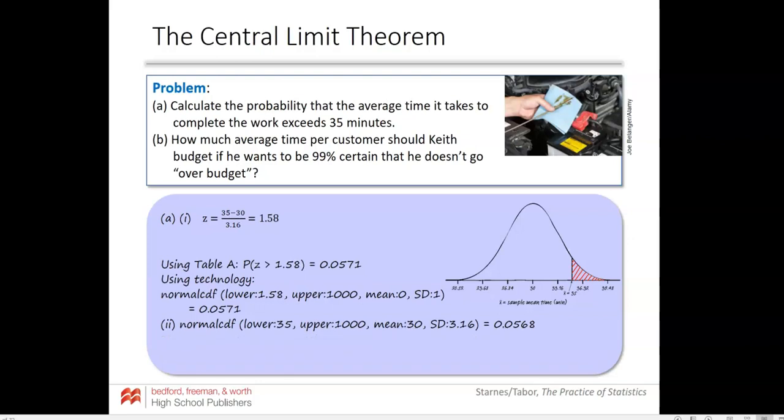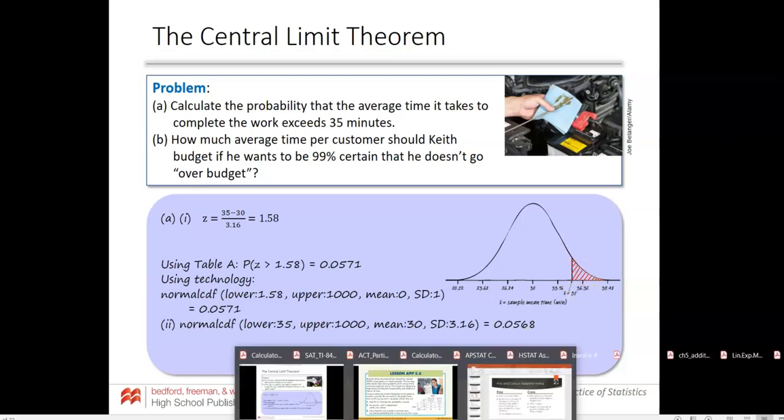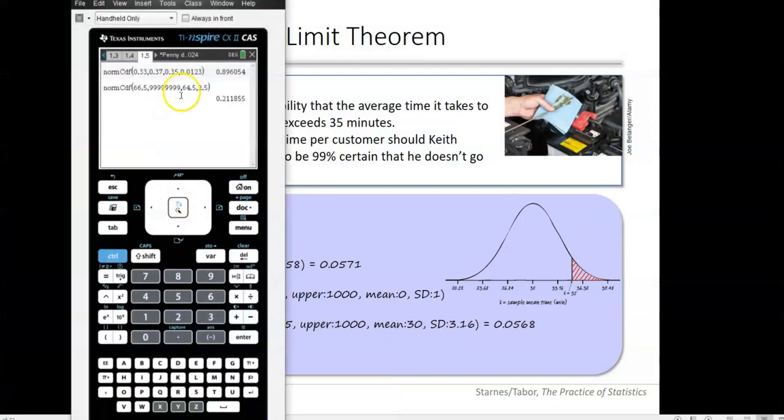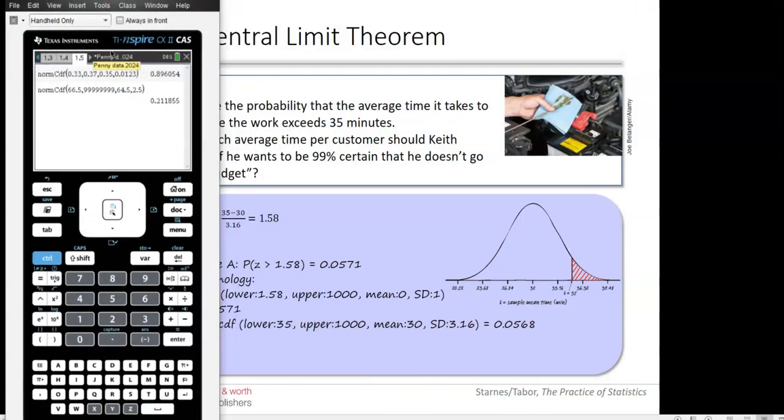Part B says, how much average time per customer should Keith budget if he wants to be certain 99% of the time that he doesn't go over budget? So he doesn't want to go over budget. He really wants to be careful about this. So remember that command, inverse norm? That's what you're going to do here, is inverse norm.